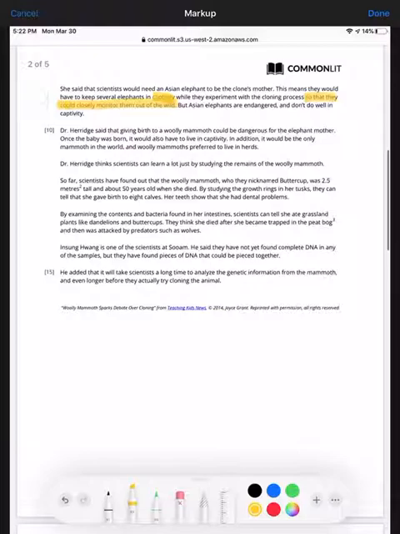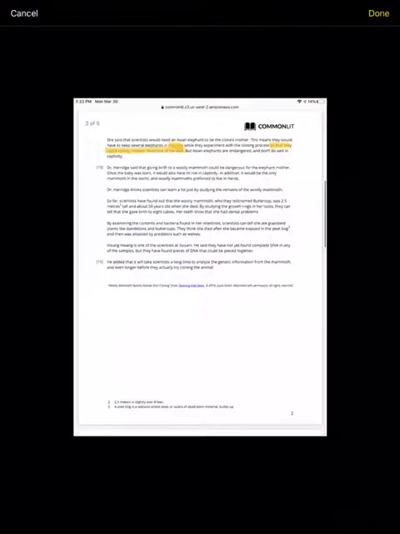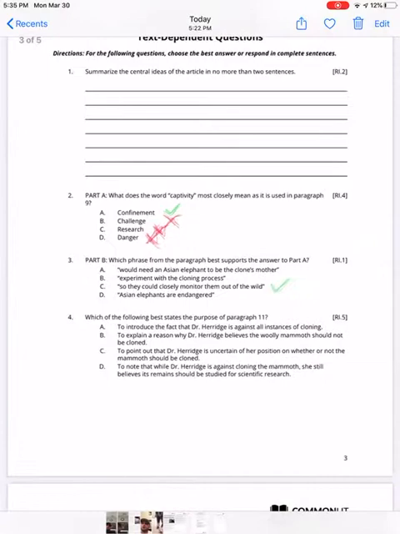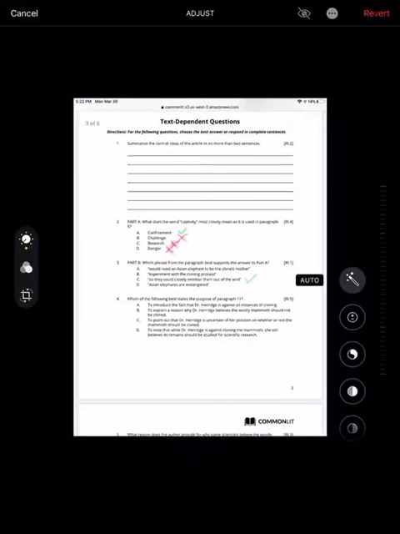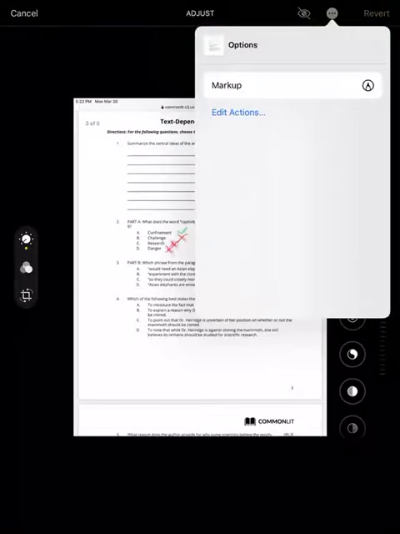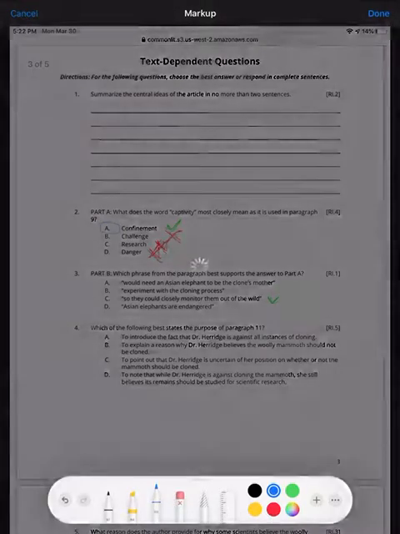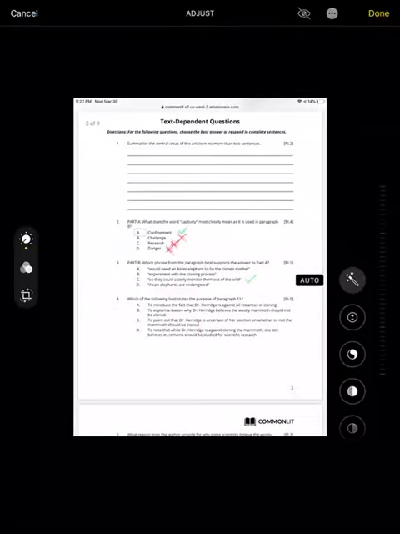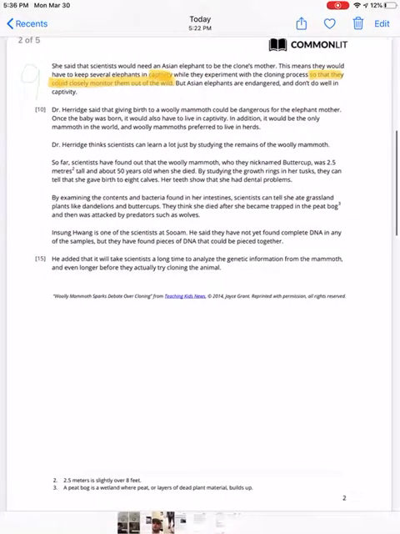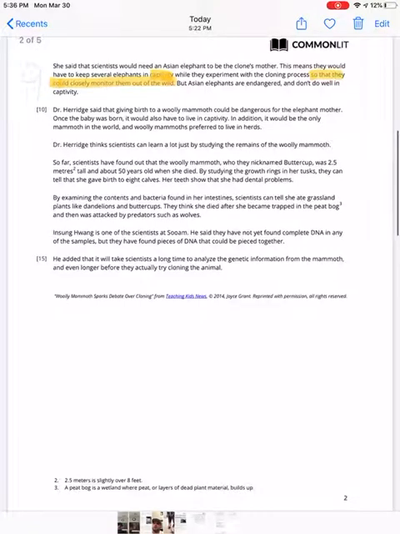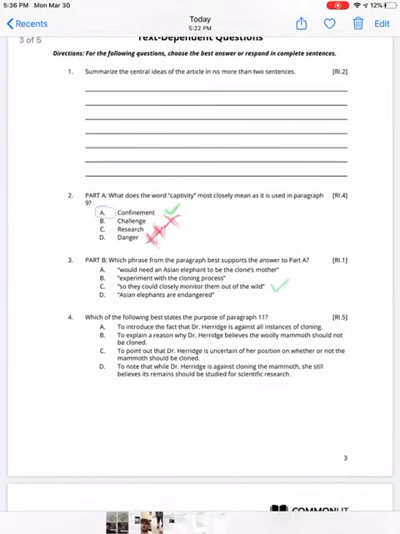I hope that if you look at this question now, you can identify what the correct answer is. So let's see if we can. I'm going to go ahead and do the markup tool here. I really hope that you identified the correct answer as being A. So what does the word captivity most closely mean as it is used in paragraph 9? Looking at paragraph 9, captivity so that they could closely monitor them out of the wild.